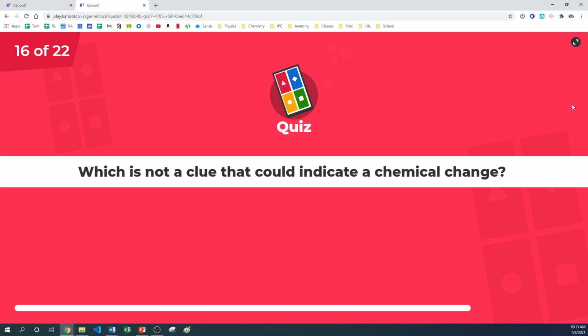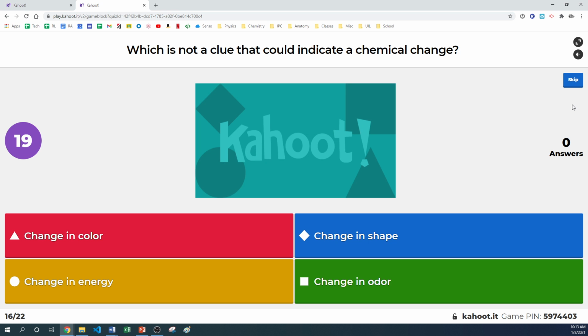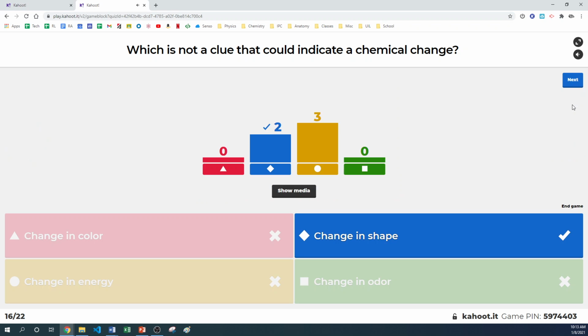Which is not a clue that could indicate a chemical change? Oh God, I hit the wrong one. I think I got it.